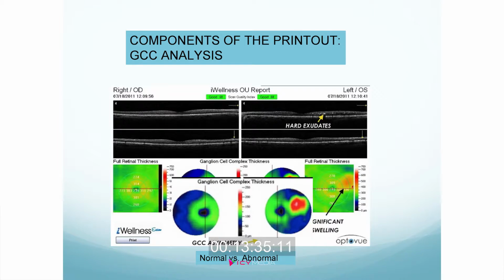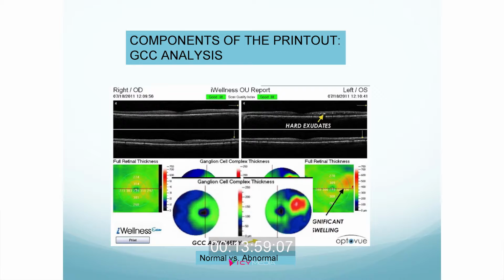The last part of the printout is the ganglion cell complex. And this, again, if you missed the first webinar, the ganglion cell complex should image like a green donut, like the right-hand eye there, the right eye. The black in the center is the fovea, which has no ganglion cells, so it's black. And then the greatest concentration of ganglion cells is around the fovea, so that should be nice green like that.